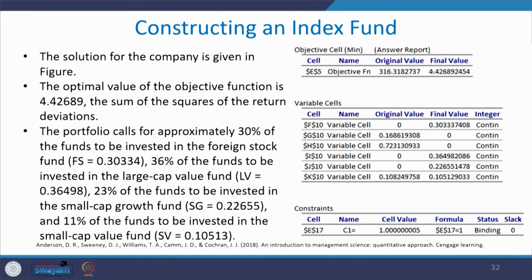The portfolio calls for 30% of funds to be invested in the foreign stock FS, 36% of the funds in the large cap value, 22.6% of funds in small cap growth, and 11% of the funds in small cap value, that is why SV equals 0.10. So, we got these proportions.